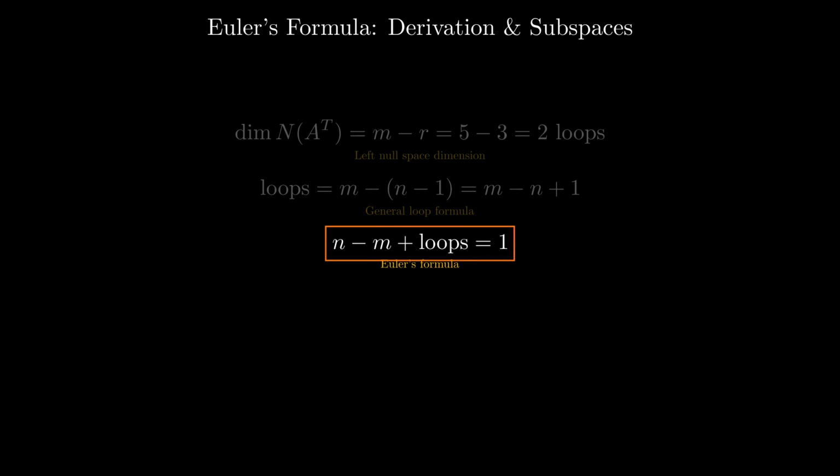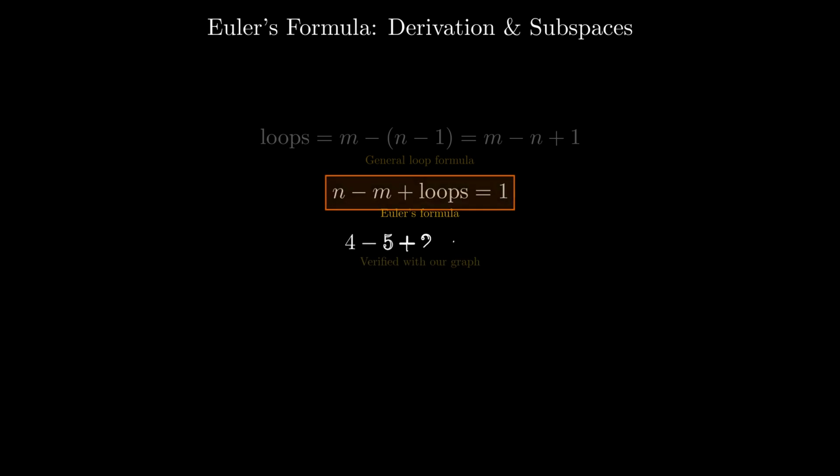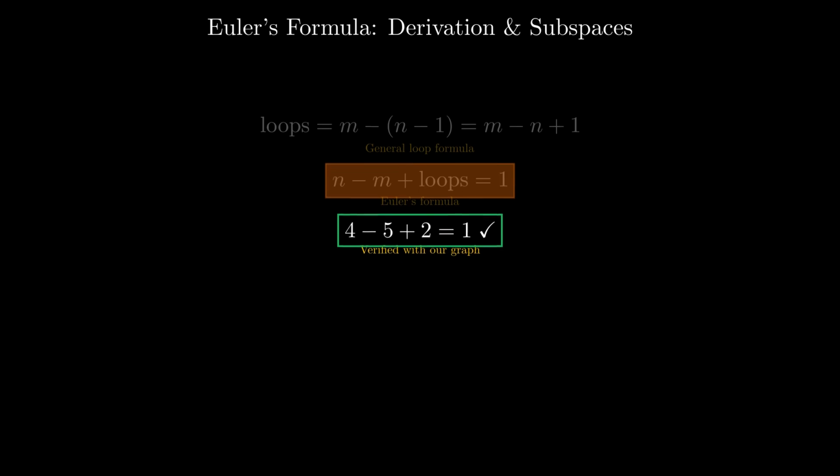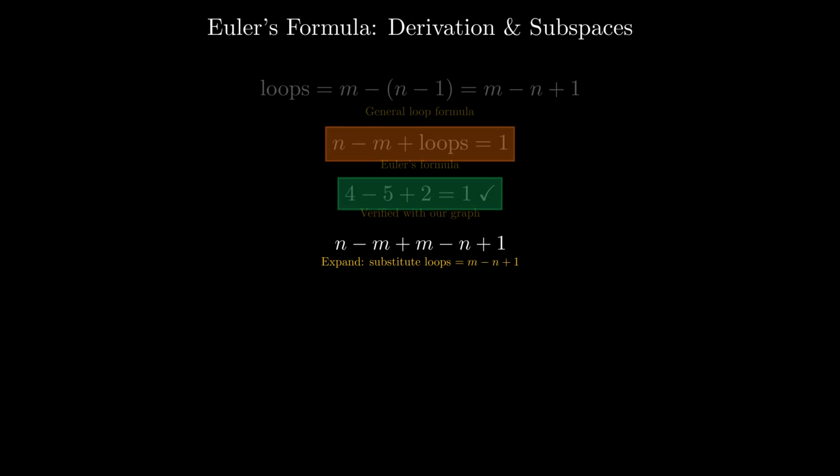Now plug in our numbers. 4 minus 5 plus 2 equals 1. This is Euler's formula for connected graphs, and it's not specific to this example. Let's prove it algebraically. Expand n minus m plus the quantity m minus n plus 1. The n's cancel, the m's cancel, and we're left with just 1. Rank-nullity guarantees this identity for every connected graph.